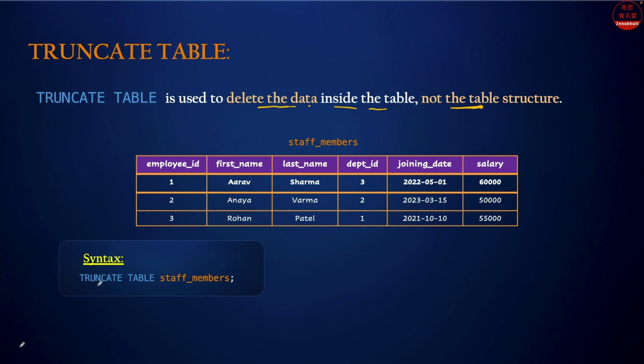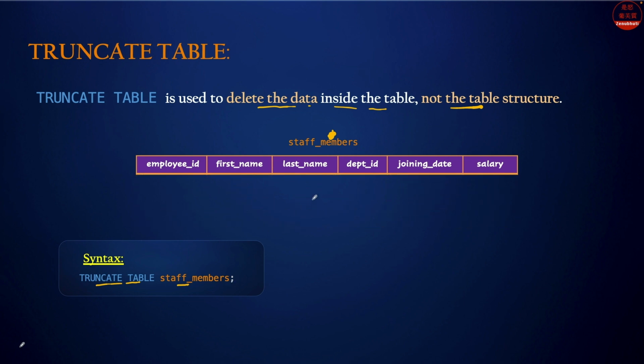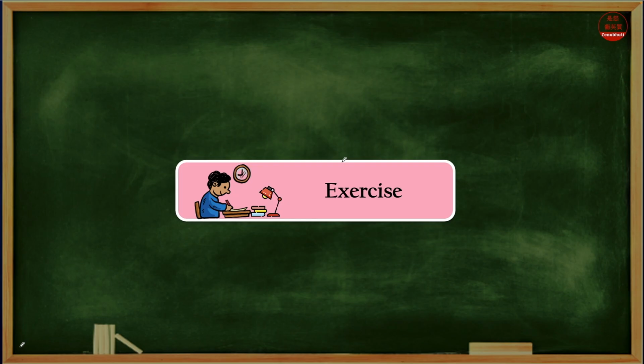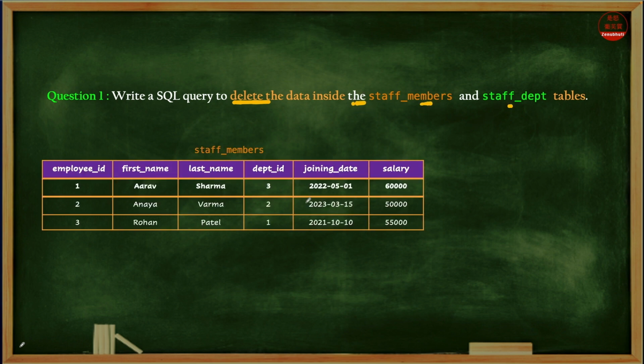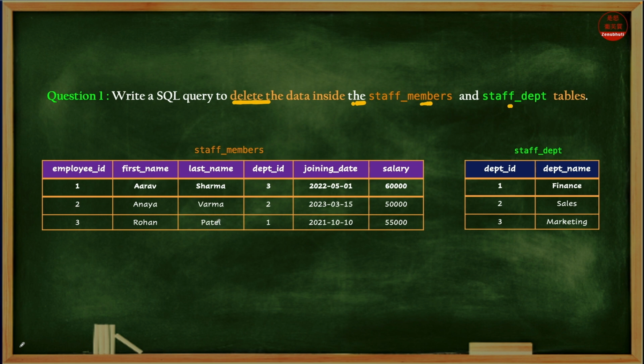This is the syntax. You write the truncate table keywords and after that you mention your table name. So your table name is staff members. Once you execute this statement, the data will be deleted, but the structure will be there. Question number 1 is asking us to write a SQL query to delete the data inside the staff member and staff department tables. We have these two tables and we are going to use truncate table to delete its data.